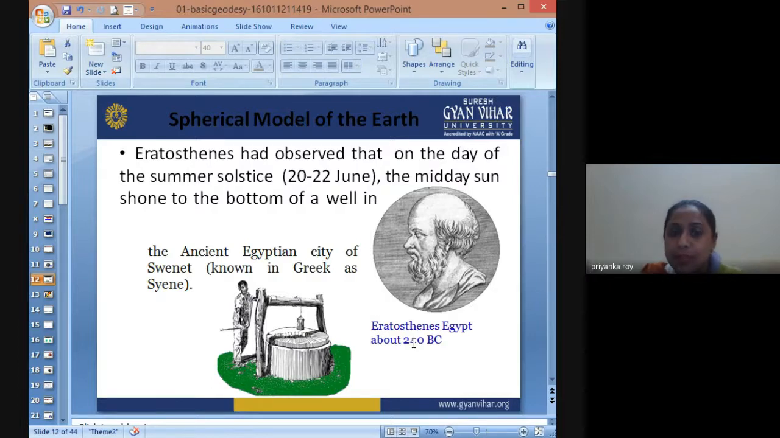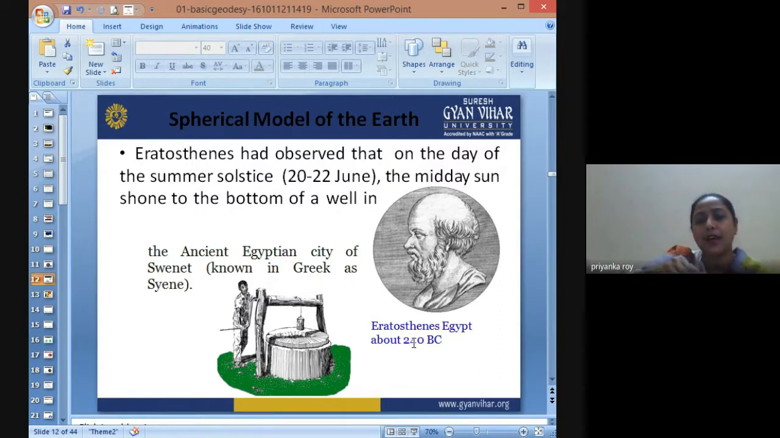Eratosthenes observed that on the day of the summer solstice, between 20 and 22 June, one of the days when the day is the longest in the year, so 21st June is the longest day. By midday the sun was shining directly into the well, so he saw the reflection.